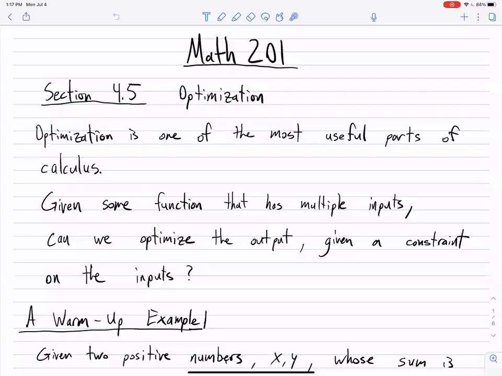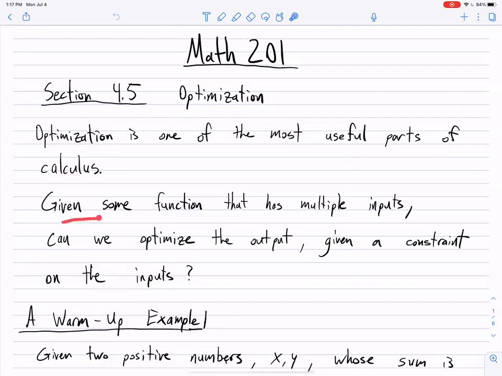Hello, Math 201. Today we end this week with section 4.5, optimization. And this is probably one of the most useful parts of calculus and something that has real world applications all over the place.